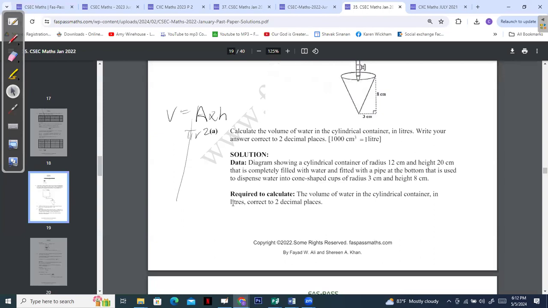So the question is, how do you change centimeters cubed to liters? Multiply or divide? People, multiply or divide? Your answer is going to be in centimeters cubed. How do I change centimeters cubed to liters? Look at what is happening to the digits. You're going from 1,000 to 1. You see what I mean?